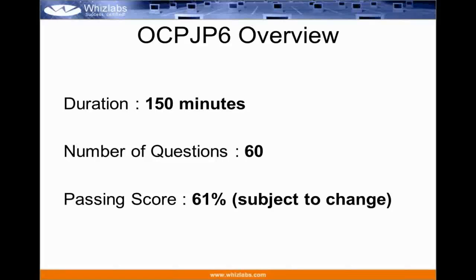A little bit about the OCPJP 6 exam. The duration of the exam is about 150 minutes. The number of questions that you get is 60, and the passing score is 61%.